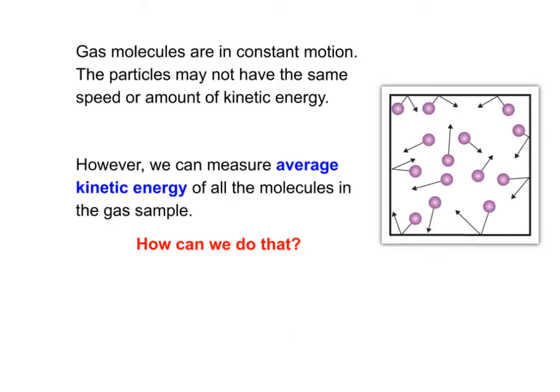Gas molecules are in constant straight line motion all the time until they smash into the container, then they turn around and they fly in the opposite direction. The particles may not have the same speed or amount of kinetic energy. However, we can measure the average amount of kinetic energy of all the molecules in the gas sample. Think about it. What tool allows us to measure the average amount of kinetic energy in a substance?